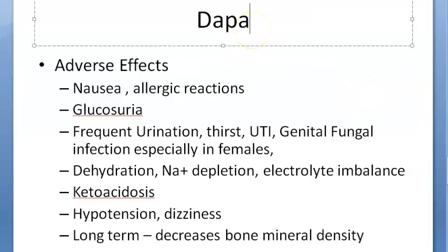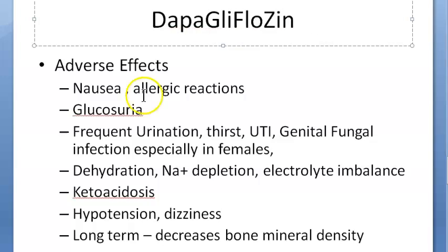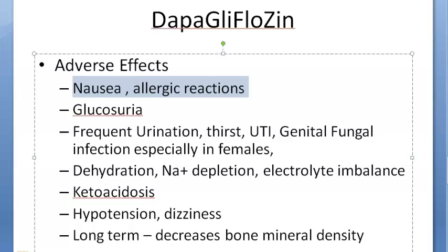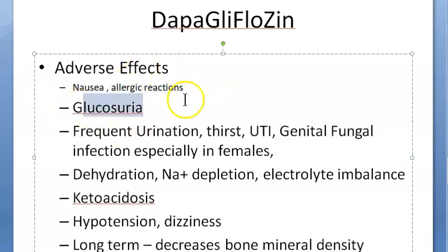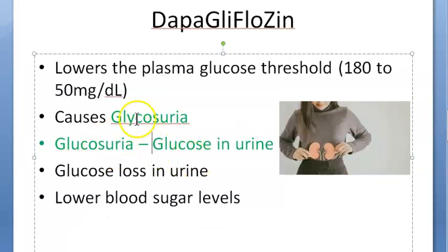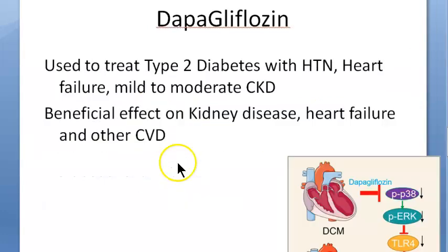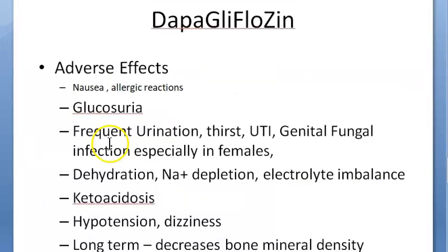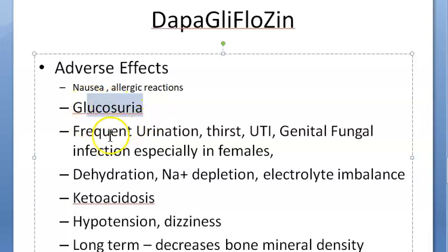Adverse effects, they are already talking about adverse effects here. Dapagliflozin. So adverse effects, standard things that you will write: nausea, allergic reaction. So ignore that. It will cause glucosuria. There are so many terms, glycosuria, glucosuria, okay. That is what it is supposed to do, by the way. So that is also an adverse effect. A patient will come with the report saying my urine has so much glucose. So do I have a high glucose level? They may ask, so you should be aware of it.